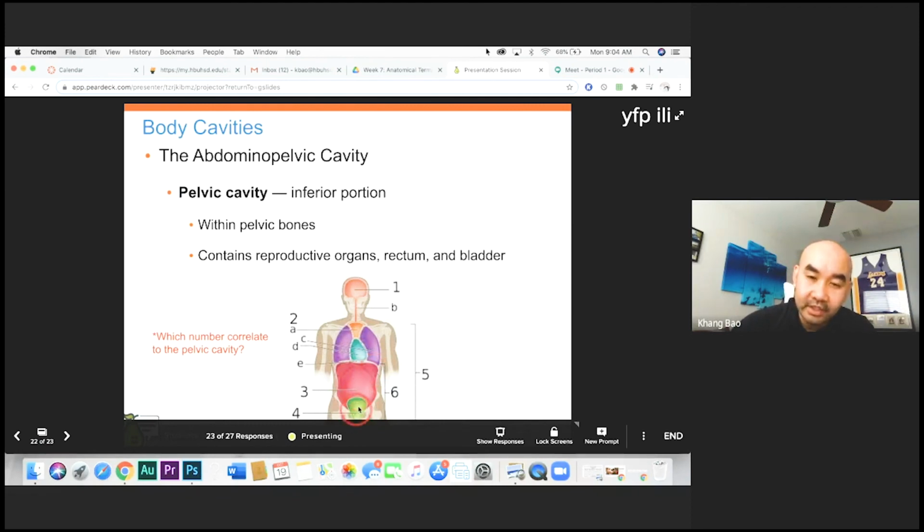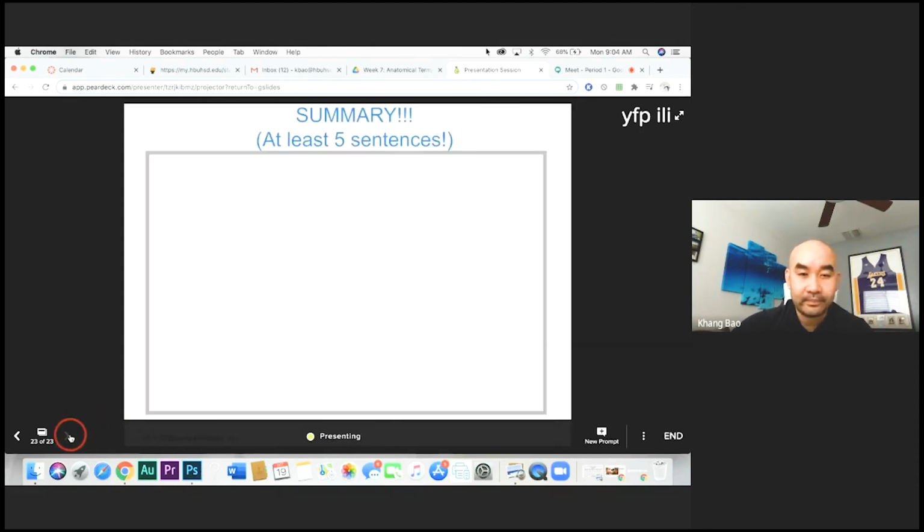Pelvic cavity here, on the other hand, carries reproductive organs. For example, ovary in female. Also your rectum and also your bladder, right? Your ureter, your bladder, all the organs that make up your urinary system. All right, I'm gonna skip, and that's it.